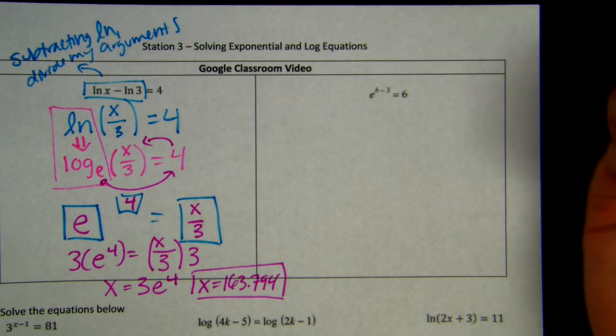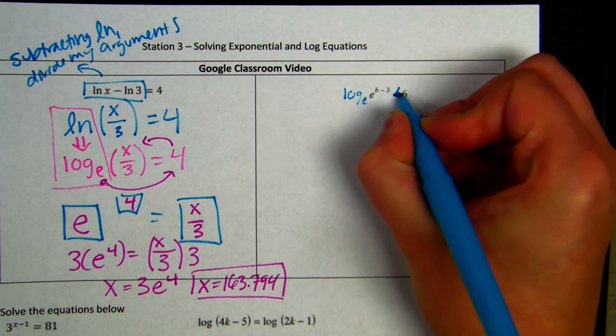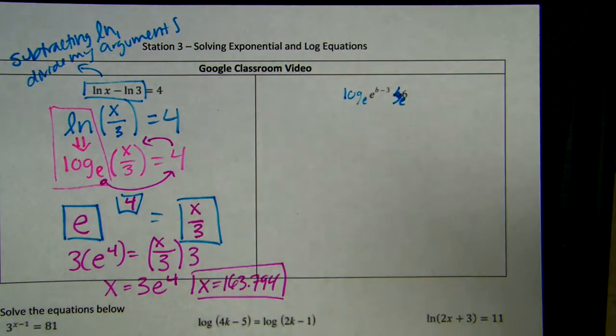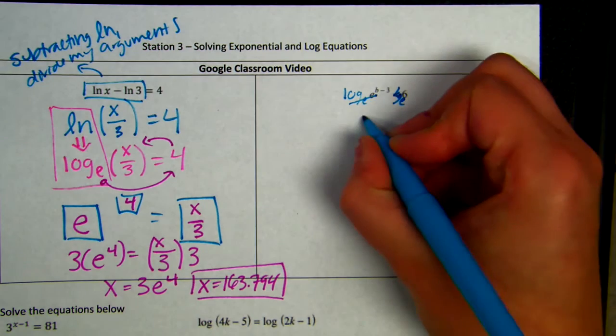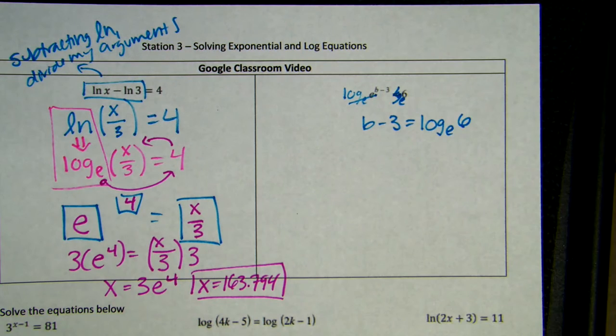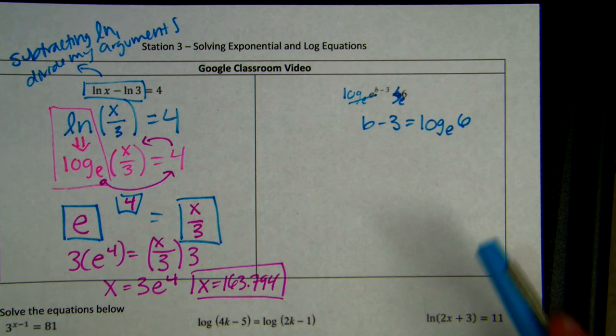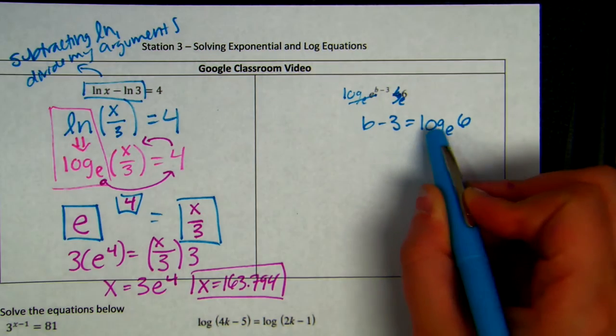I need to take the natural log of both sides, or log base e. So I take log base e of this side, log base e of that side. I know you can't see that. These cancel. I end up with b minus 3 equals log base e of 6. You can use natural log too. That's totally fine. I think it makes it a little bit easier to see when we use log base e.